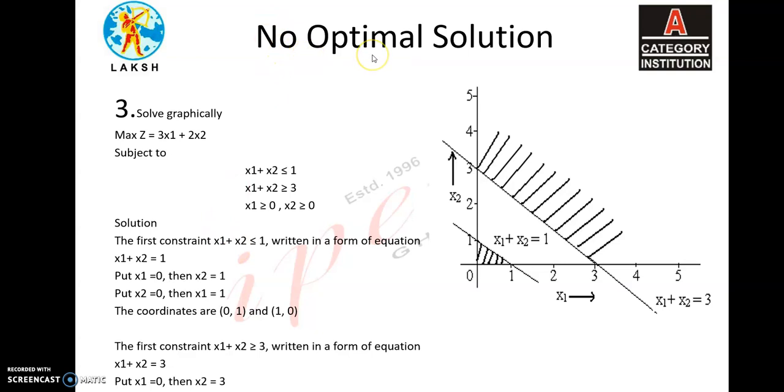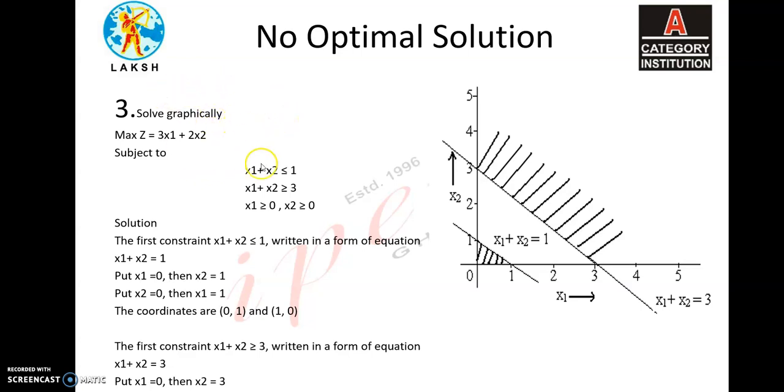Next is no optimal solution. Sometimes you will notice when you draw the graph or solve the problem by graphical method that you will not find any feasible region. No optimal solution means that there is no common region, or you can say there is no feasible region. Let's try to understand. Maximum z is equal to 3x1 plus 2x2 subject to x1 plus x2 less than equal to 1, x1 plus x2 greater than equal to 3, x1 greater than equal to 0, x2 greater than equal to 0.